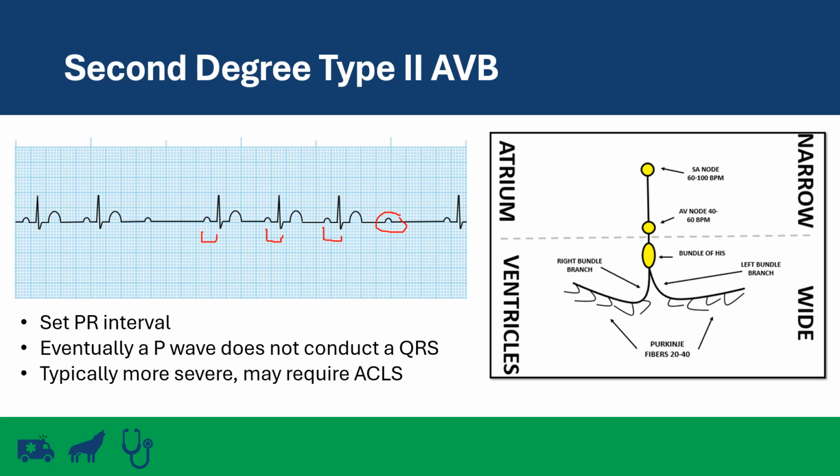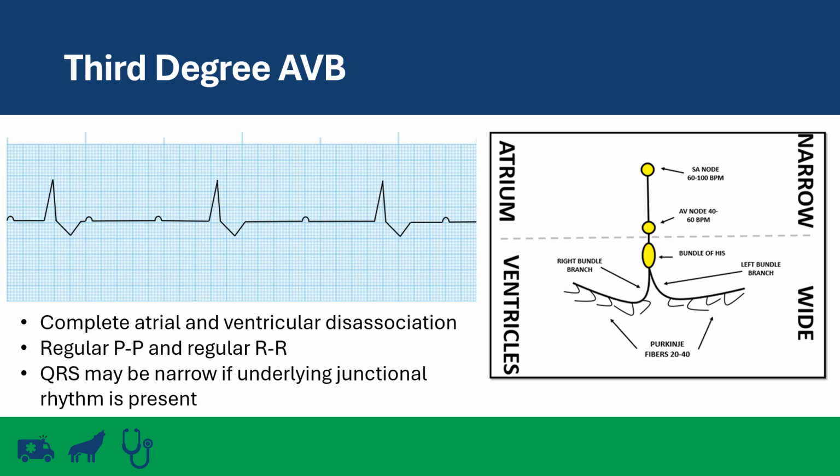So in a second degree type 2, we will have a set PR interval, and then we will eventually have a P wave that does not conduct a QRS. So we have an impulse that gets sent from the SA node, but the AV node blocks it, and it's not able to conduct an impulse. Now, second degree type 2 heart blocks generally are more severe, and they may end up requiring treatment with ACLS.